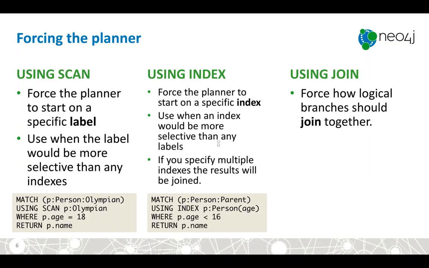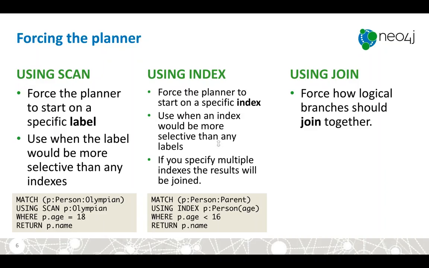So here are a few index hints. If you want to manually affect how Cypher is going to execute your plan, these are some things you could do, and I'll talk about these each in detail. The USING SCAN keyword, and you can see an example Cypher at the bottom of the column, is used to force the planner to start on a specific label scan. So in this case, we have the labels Person and Olympian.